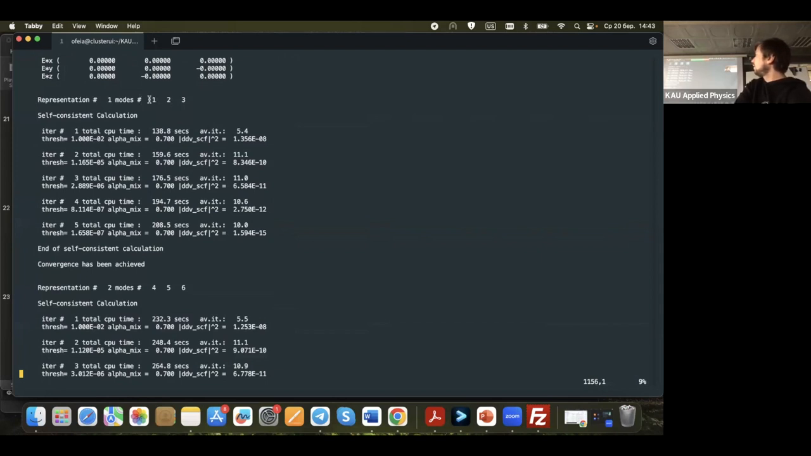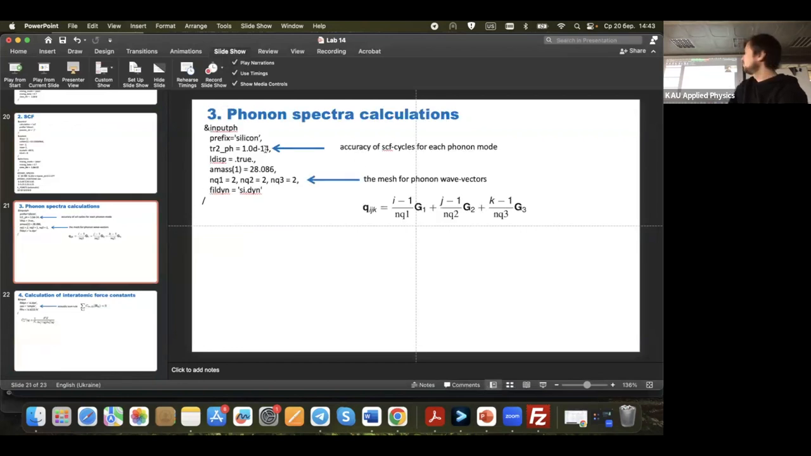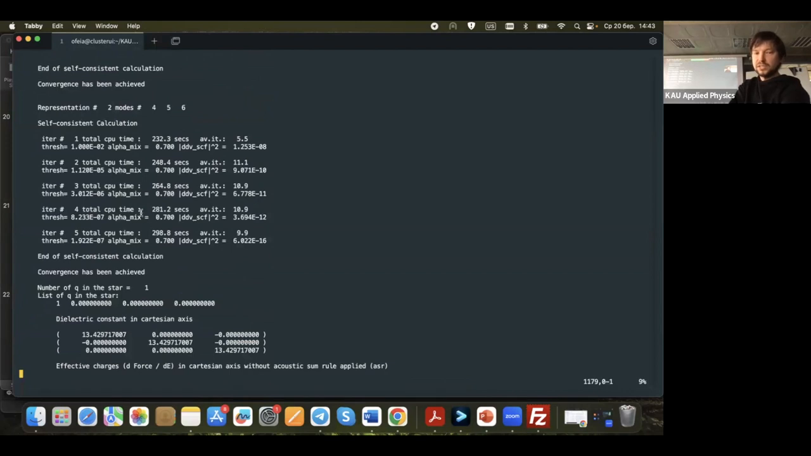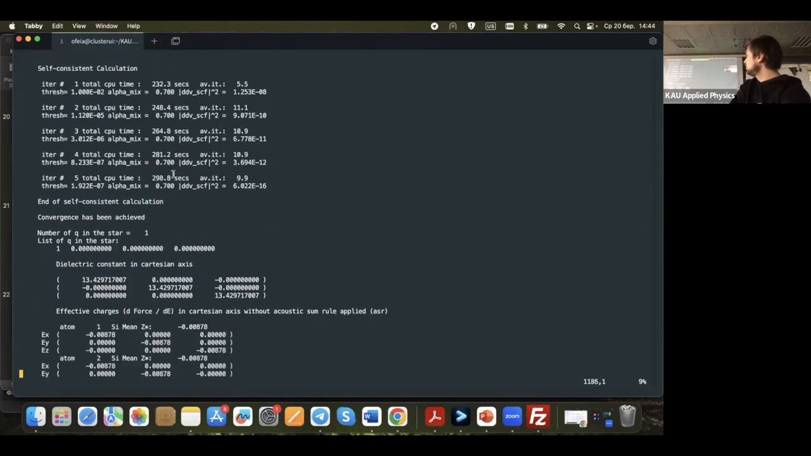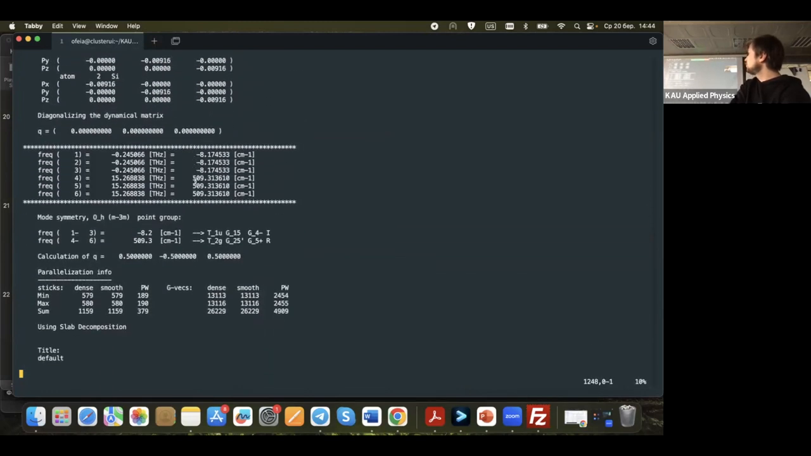It is like our acoustic modes, and you see a self-consistent calculation, but with a tight threshold, 1e-15. This was our 1e-14. I showed you this threshold here. Here it is, 1e-14. So this stands for this SCF calculation. Then we have another representation, with the optical modes 4, 5, 6, and that's all. And then it calculates the frequencies.